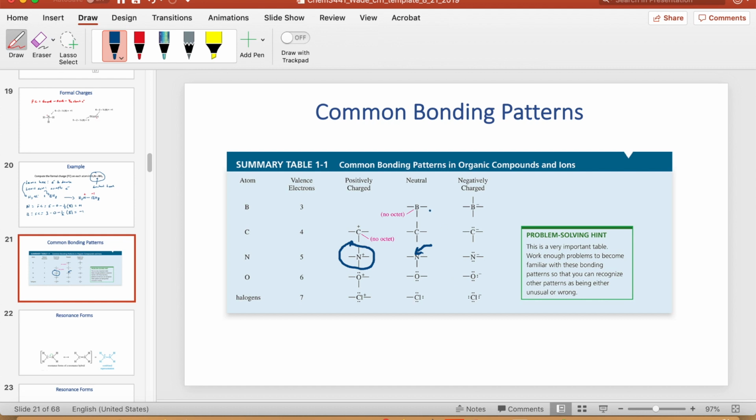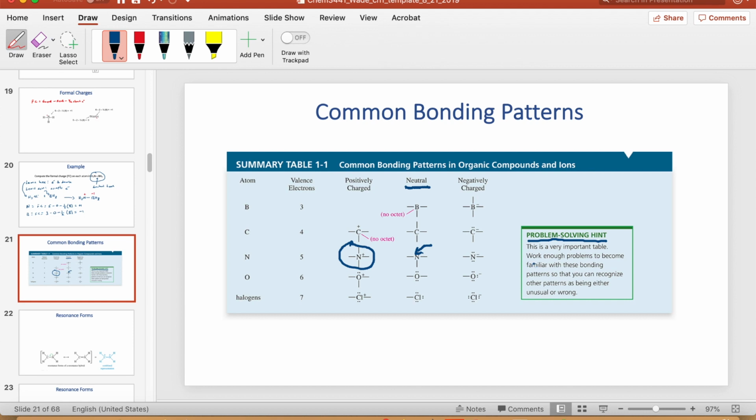So one of the big things is, of course, remembering what these should look like, so how many bonds they should have. In a sense, what you want to do, again, is follow this little hint right here. And that is that you want to do enough so that you can easily recognize it, and you don't have to go through this calculation all the time.